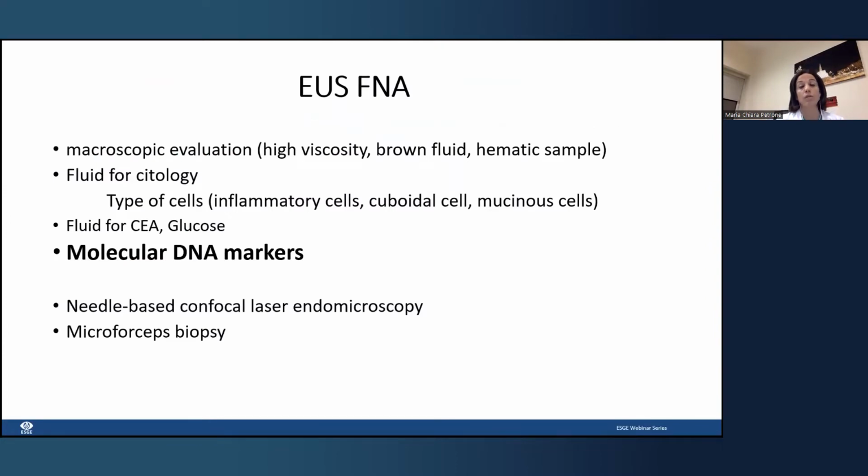And what about molecular analysis? We know that in mucinous cystic lesions, the most frequent genetic alteration is an oncogenic KRAS mutation. KRAS and GNAS mutations are commonly seen. And we know that non-mucinous cystic lesions do not have this kind of mutation.